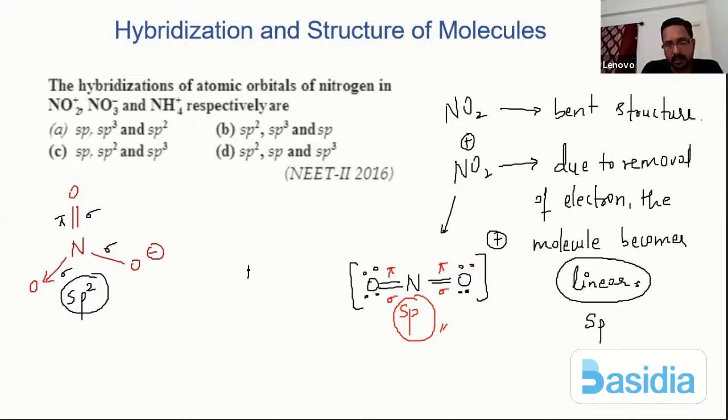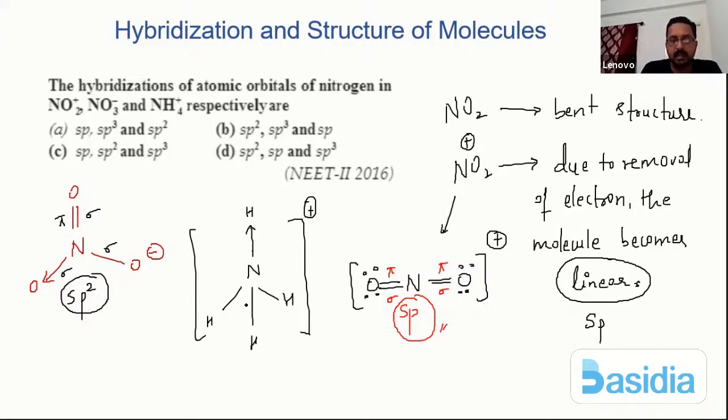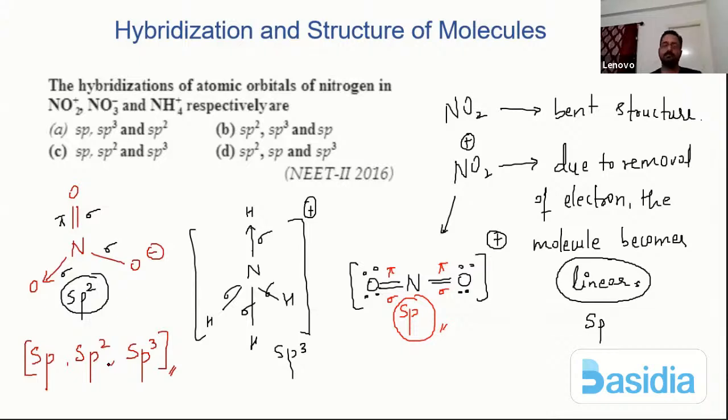So I understand my NO2 plus is sp, NO3 minus is sp2, remaining one is what? Remaining one is NH4 plus, correct? So NH4, because the nitrogen has made the 4th bond over here, so hydrogen, and here also hydrogen, here also hydrogen, then there is a positive charge on this particular complex. Check how many sigma bonds, 1, 2, 3, and the 4th one. So hybridization is going to be what? It is sp3 hybridization. Okay, so NO2 plus is sp, NO3 minus is sp2, NH4 plus is sp3. Sp, sp2 and sp3 hybridization.